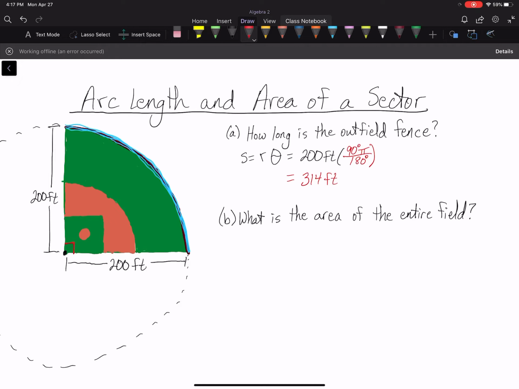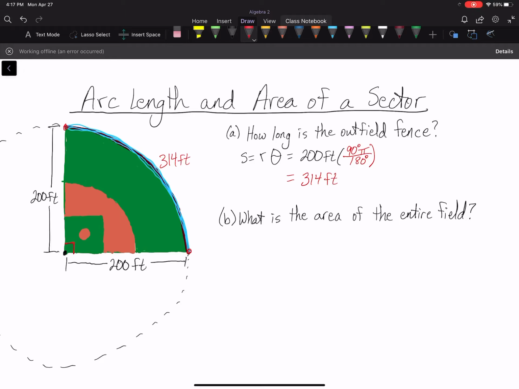So the distance from foul pole to foul pole is 314 feet. And understand that is rounded. So it's not exact. We did round.